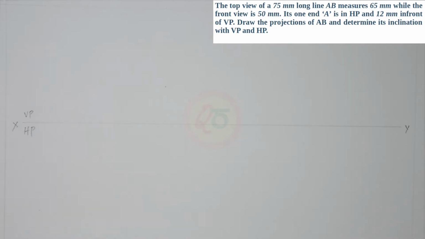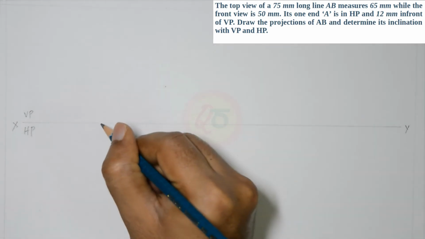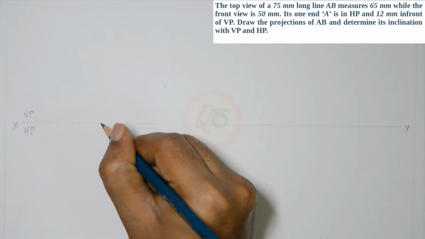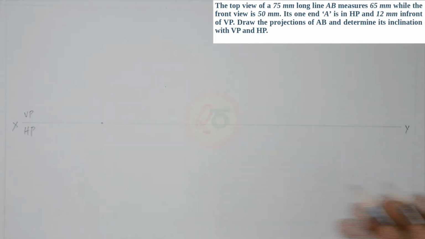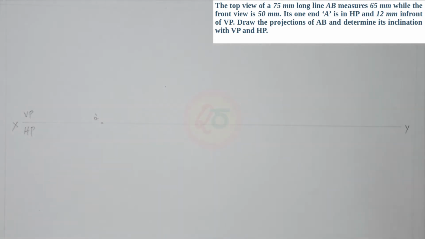Now the next thing I need to do is mark the location of the end A. He says it is in HP. When it's in HP, in the front view the point is visible on the XY line itself. So this point is A dash, in the front view. When it is lying on HP, it gets projected on the intersection of your vertical plane and horizontal plane, which is nothing but your XY line.